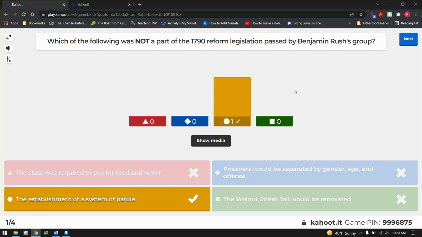And we see for the first time in U.S. correctional history a required separation of prisoners by their gender, age, and offense type. The last major thing that the 1790 reform legislation established was that alcohol was now officially banned from being allowed in correctional facilities.